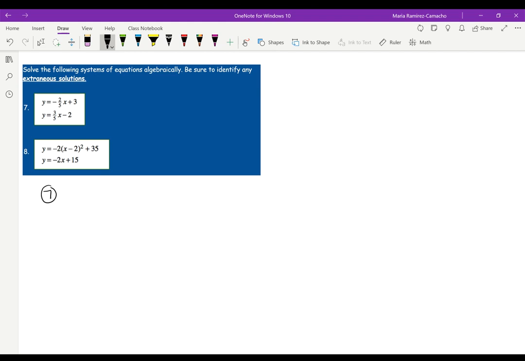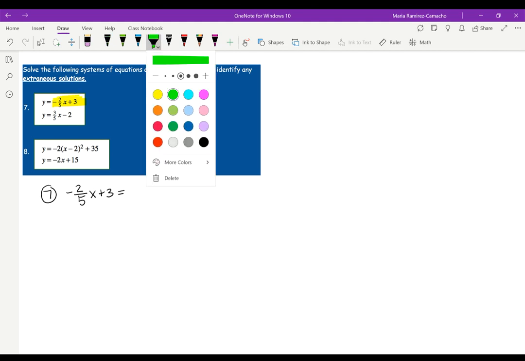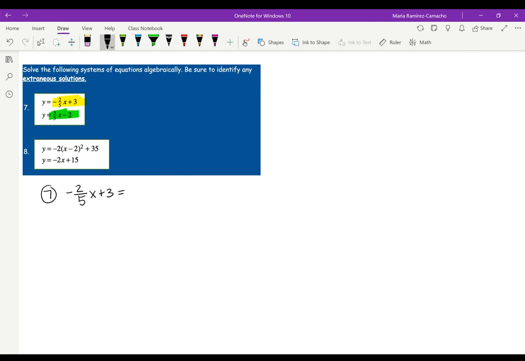Since these two equations are solved for y, I'm going to set them equal to each other. So negative 2/5 x plus 3, again, I'm setting this equation equal to this one. So negative 2/5 x plus 3 equals 3/5 x minus 2.